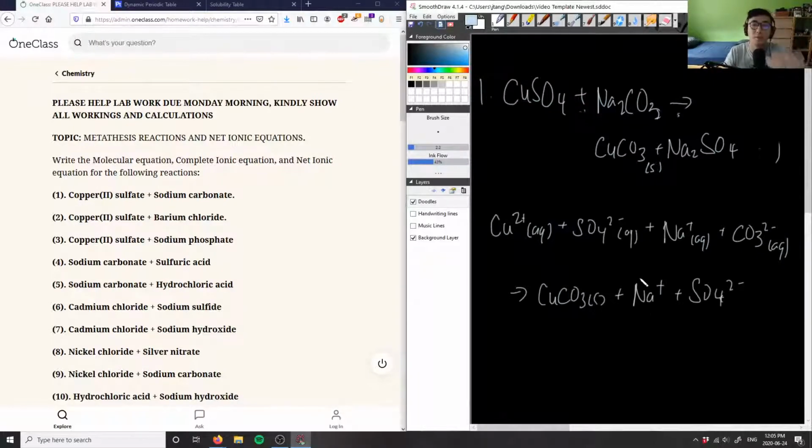Okay, so what we can do now is start to cancel some stuff out, right? I see I have sulfate on this side and sulfate on this side, and I have sodium on this side and sodium on this side.